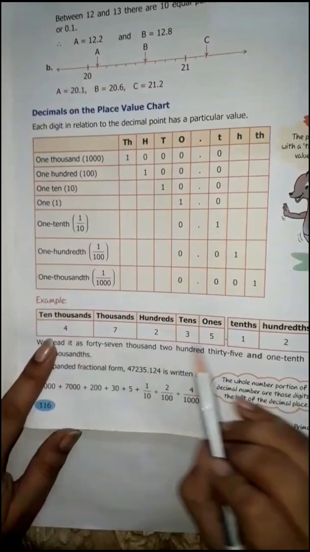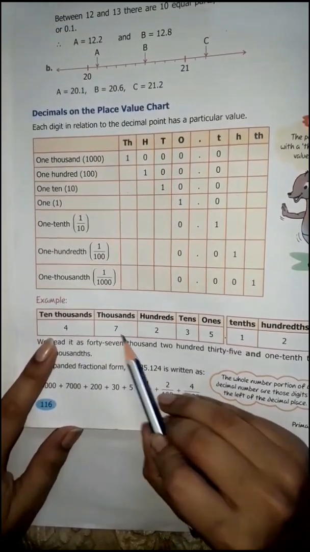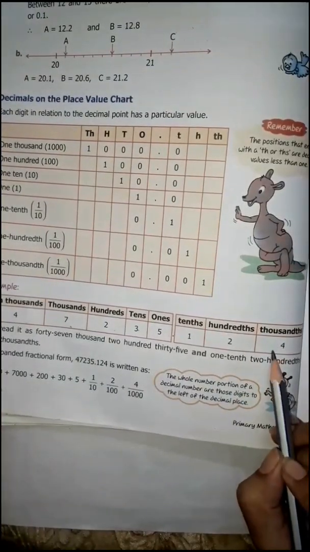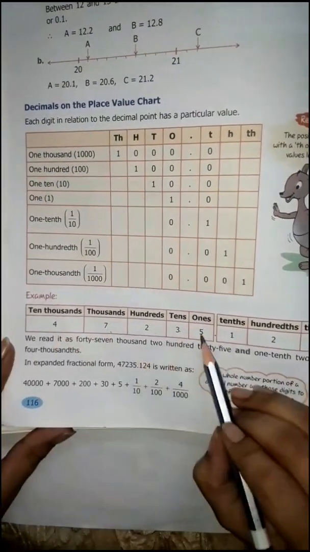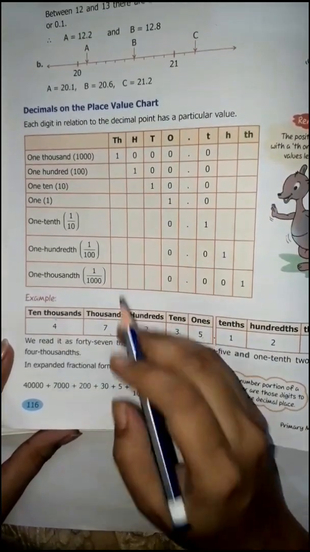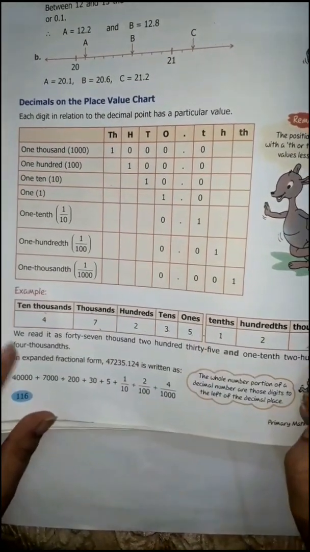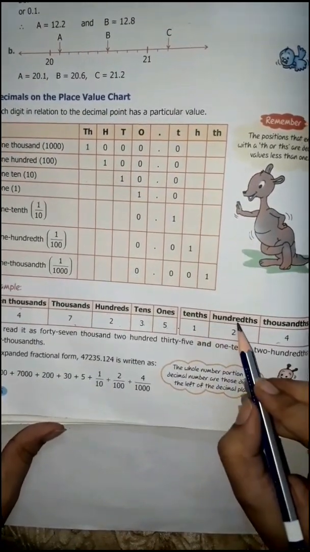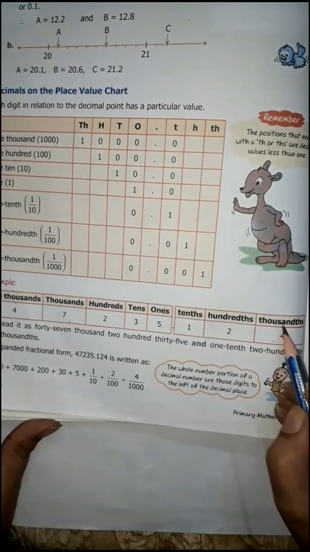Now see the place value chart. See, if the number is 47,235.124, what will be the place values? You know this 5 is ones, then tens, hundreds, thousands, ten thousands. And if we see the right side of the decimal, it will be tenths, then hundredths, thousandths and so on.